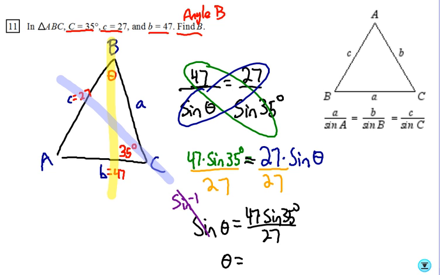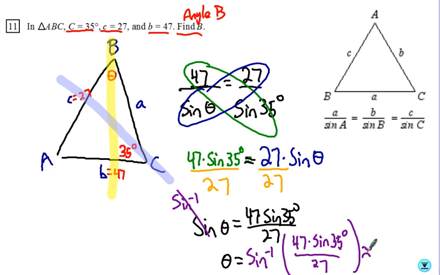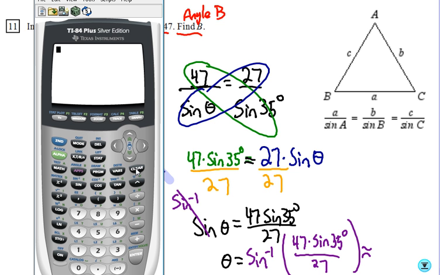But then what we do to one side, we have to do to the other. And it's actually this whole thing. So sine to the -1 of this whole chunk here, 47 times sine of 35 over 27. And then we'll go into the calculator from there. So start with the inverse of sine first, and then we've got 47 times sine of 35 divided by 27, and we'll close all that off, and we got an error.